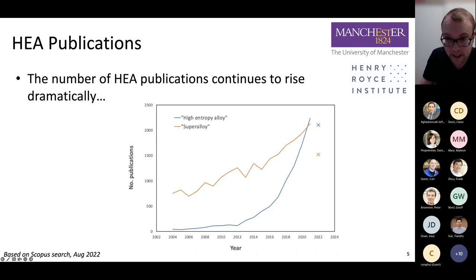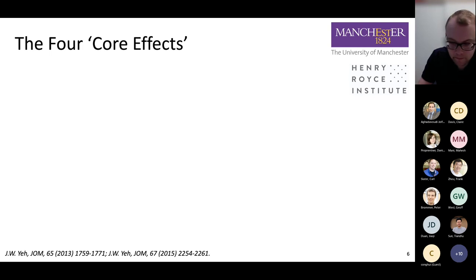for the first time, and now they're actually well ahead. And this was in August, and I can imagine this gap has grown, and we're probably aiming for over 3,000 publications this year on high-entropy alloys. So it has become quite a hot topic in metallurgy.